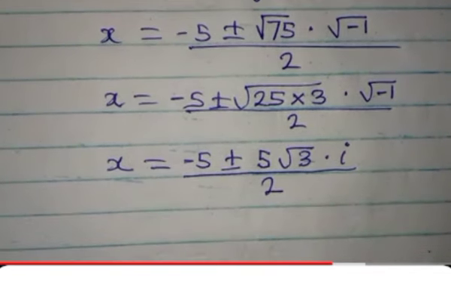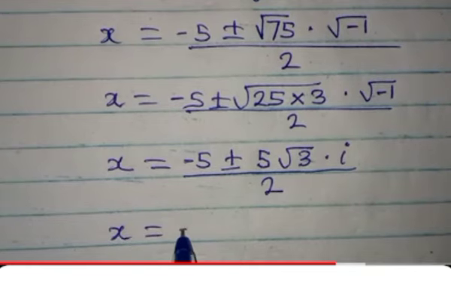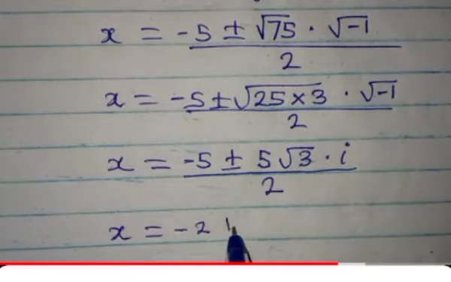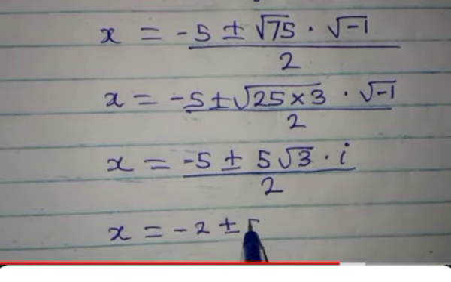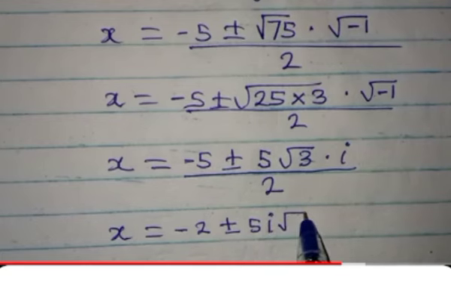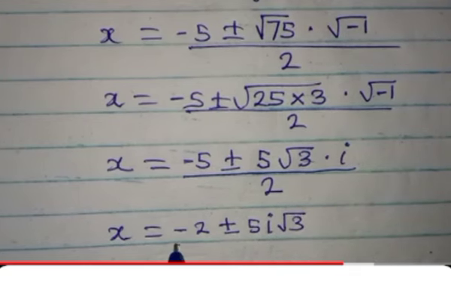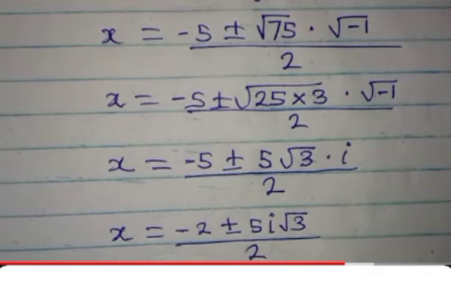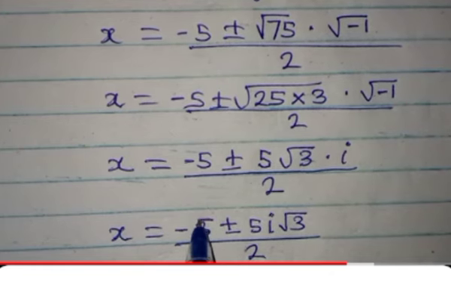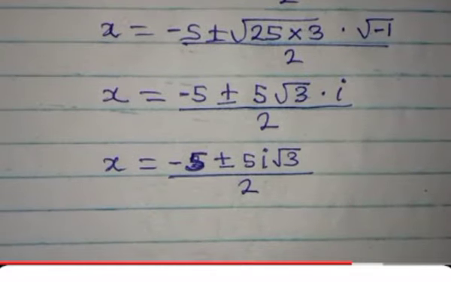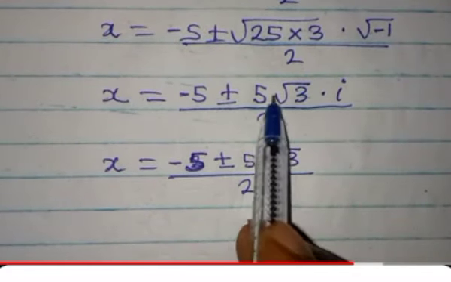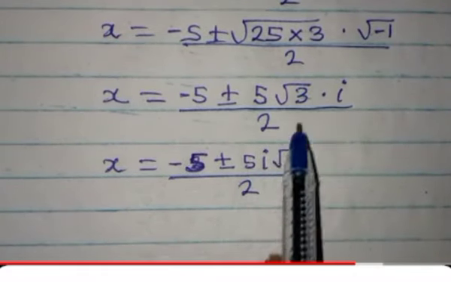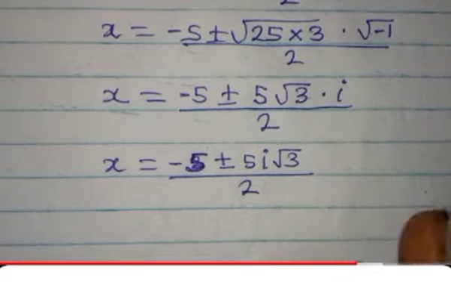Now let's arrange this very well. This means that x is equal to -5 plus or minus 5i root 3, and this would be all over 2. By the way, this is -5, not -2. Okay, now let's continue from here. By the way, what did I do here? 5 times i will give 5i. Then root 3 will still appear.